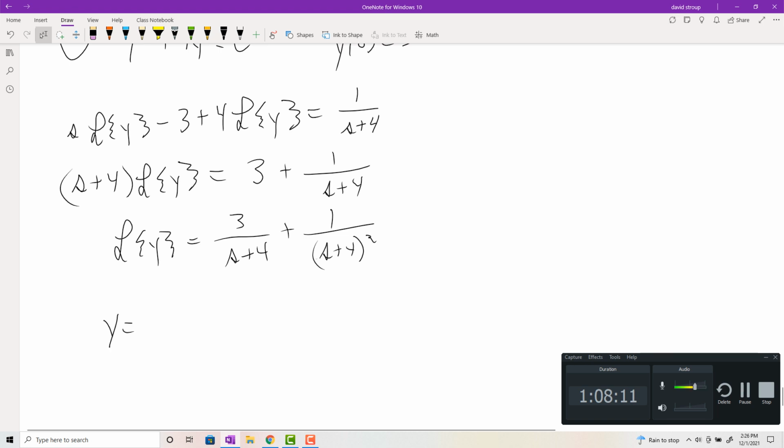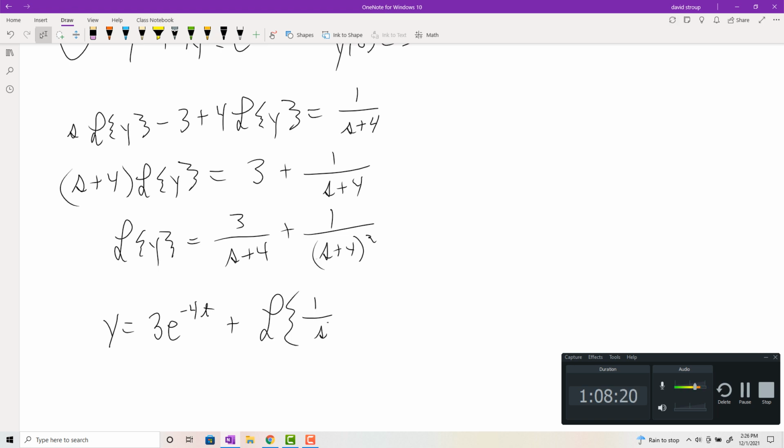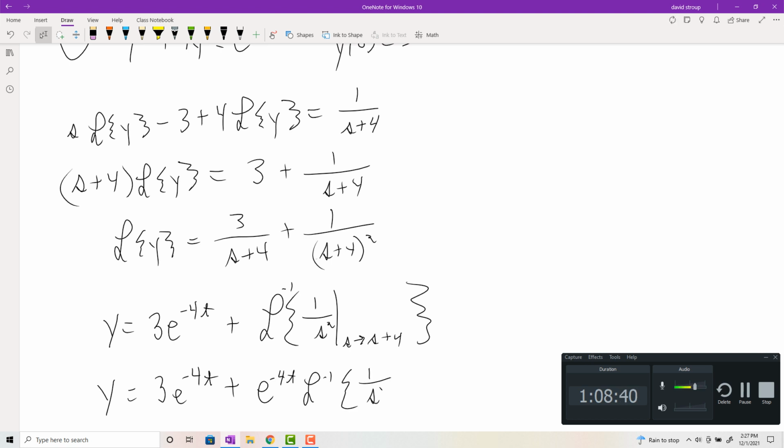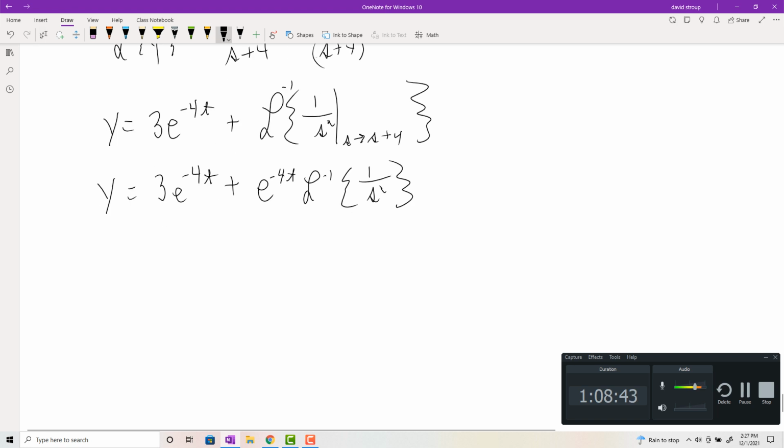And so y is equal to, the first one I can just do in my head, 3e to the negative 4t plus the inverse Laplace transform of this thing, which will just be 1 all over s squared with a translation, s goes to s plus 4. Okay, so you'll have y equals 3e to the negative 4t plus, and you could pop out an e to the negative 4t and just do the inverse Laplace of 1 over s squared. And so that's going to give you 3e to the negative 4t plus, the inverse Laplace of 1 over s squared is t, so you get t e to the negative 4t.